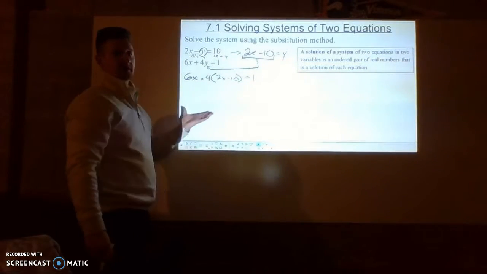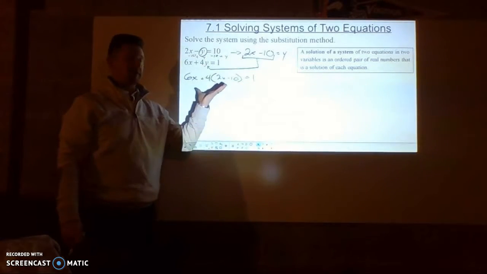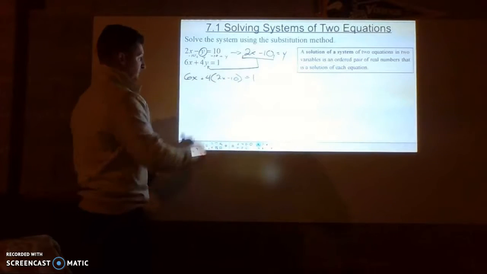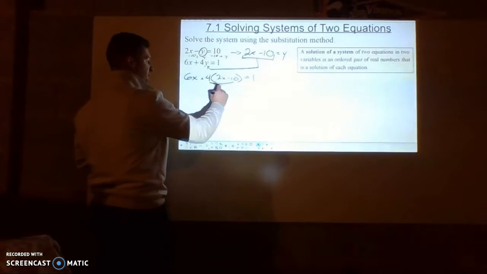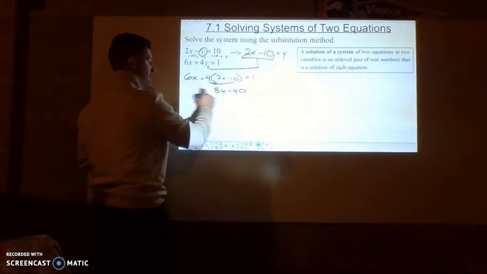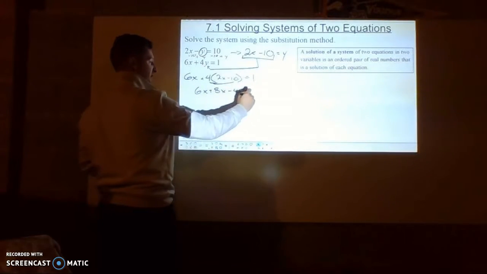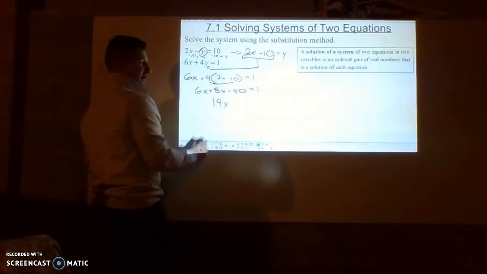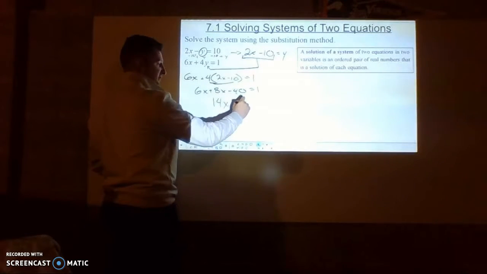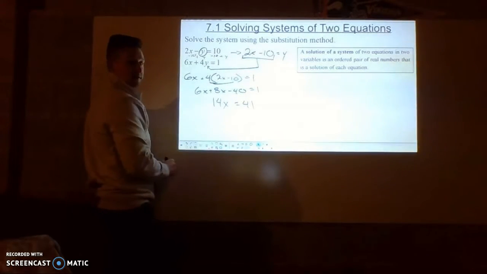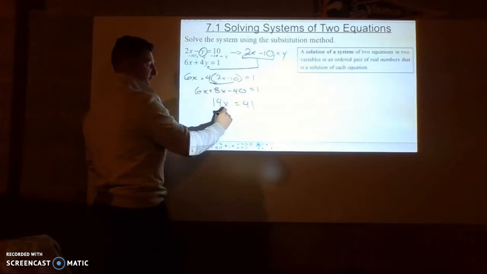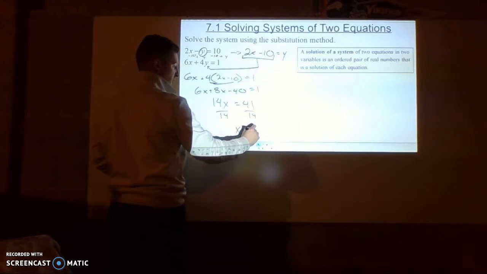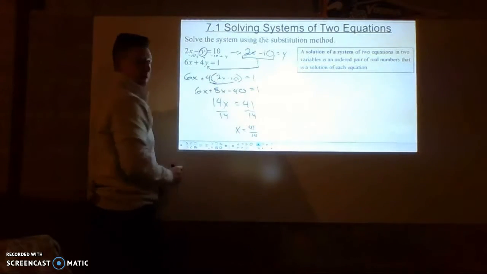So what I've done now is I've created a single equation with a single variable. There's just x's in this equation, and I can solve for x. So I'm going to distribute the 4 to get 8x minus 40. I have the 6x here added to that, equals 1. 6x and 8x become 14x. Add the 40 to both sides, I'd get 41 over here. Last step as I solve for x would be to divide by 14. So when I'm all done, x is going to equal 41/14, which I'm pretty sure you can't reduce.